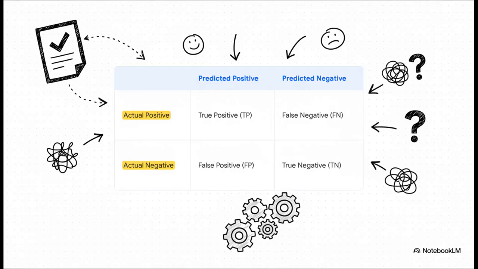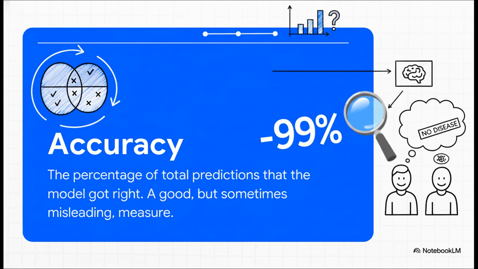Now, when you see this table, don't get intimidated. This is called a confusion matrix, and it's probably the most important report card you can give your model. Why? Because it doesn't just give you one grade. It breaks down every single prediction and tells you not just when it was right, but the different ways it was wrong. Now, the most obvious grade is accuracy. It's super simple. What percentage of the time did the model get it right? But this can be so misleading.